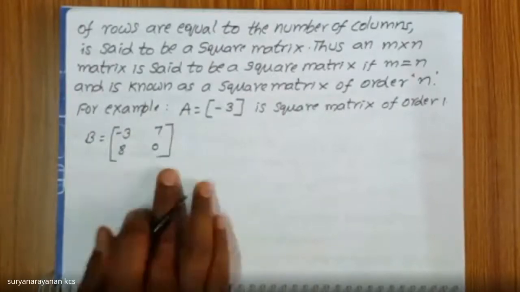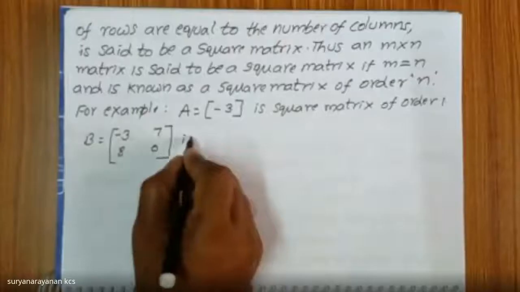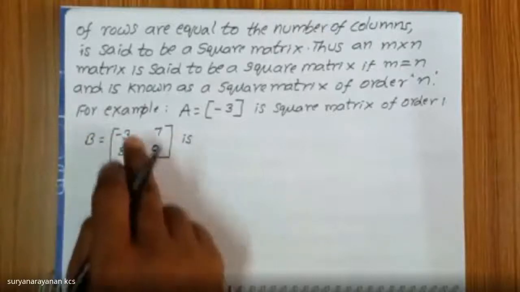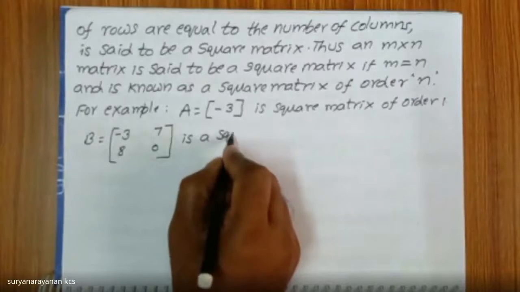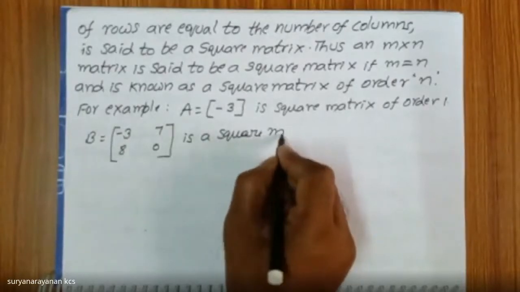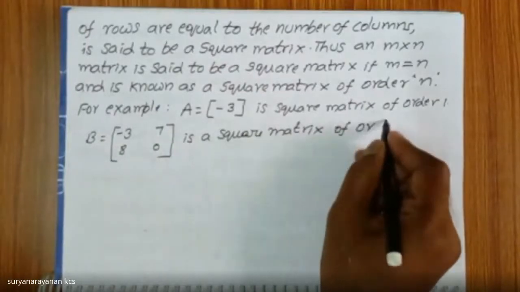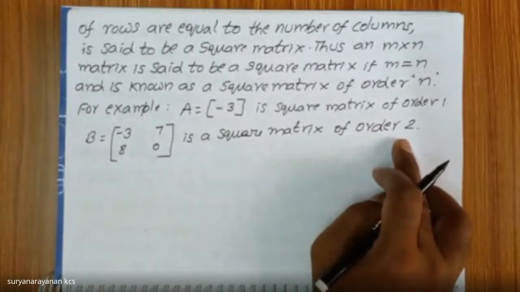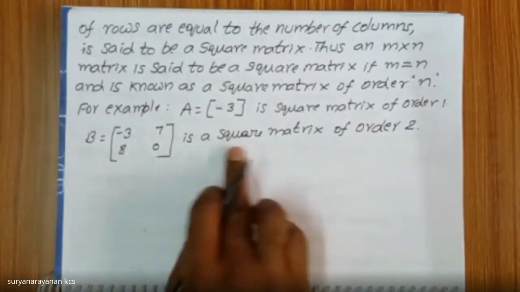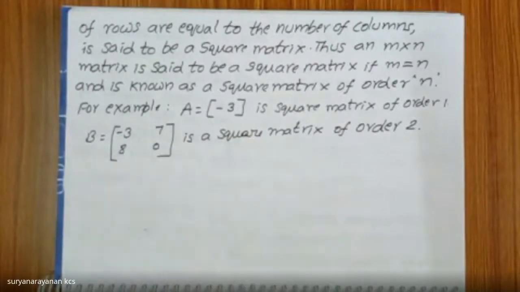How many rows and how many columns are there in this matrix? 2, sir. 2 rows and 2 columns. Yes or no? So, it is a square matrix of order 2. No need to say 2 by 2 here, because we have used the term square matrix.